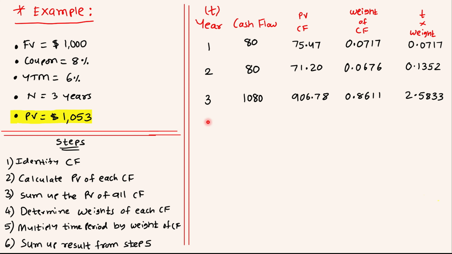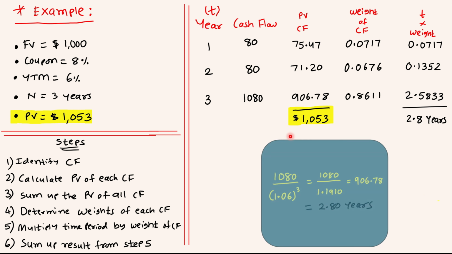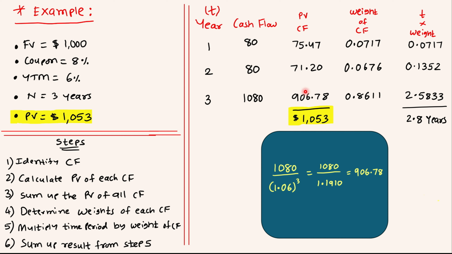And then we have year 3, where you're going to receive the final coupon payment and also your face value of $1,000. The present value of the 1,080 is 906.78. That's part of the total present value. If you're wondering how we come up with 906.78, it's 1,080 divided by 1.06, the yield to maturity, to the power of 3 years. We are just discounting by 3 years, and it gives you the present value of 906.78.